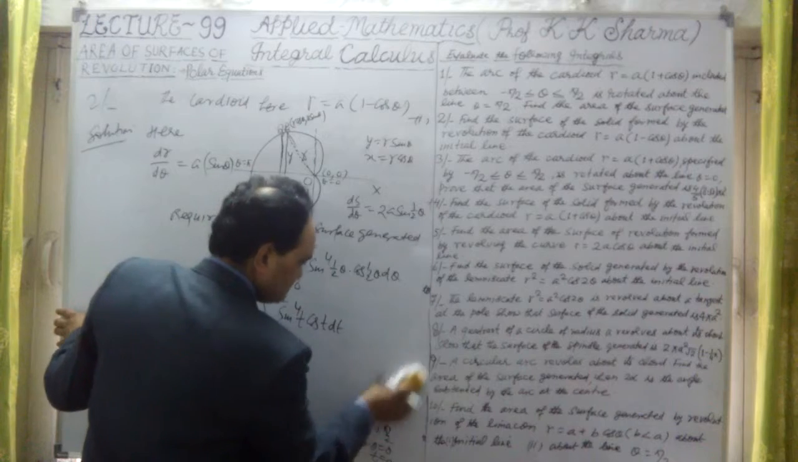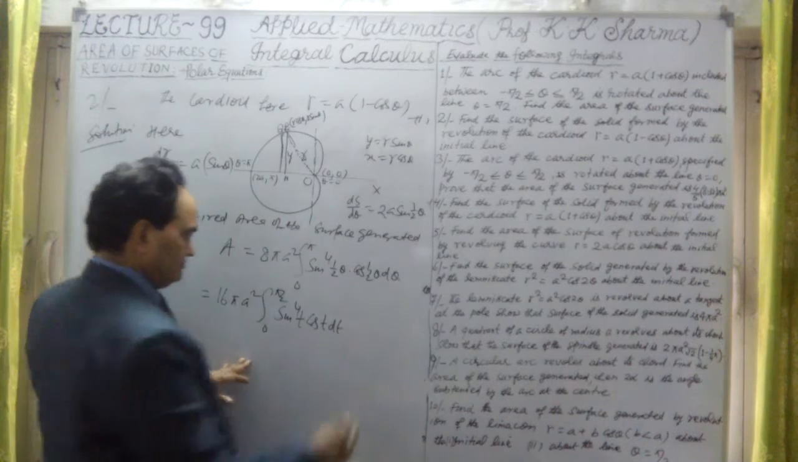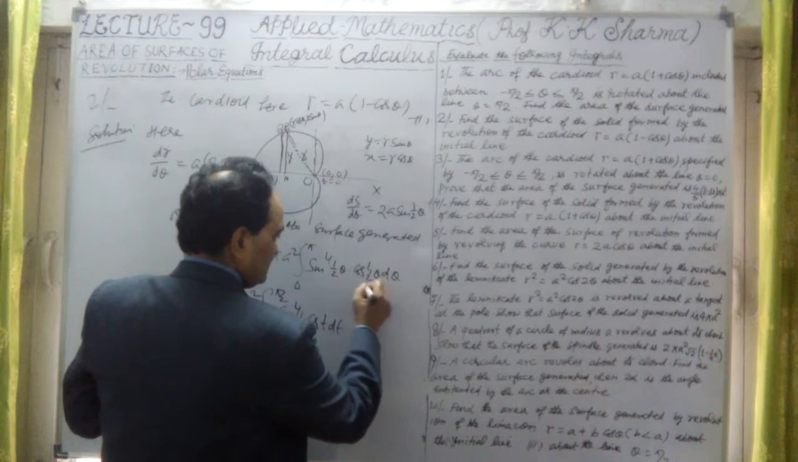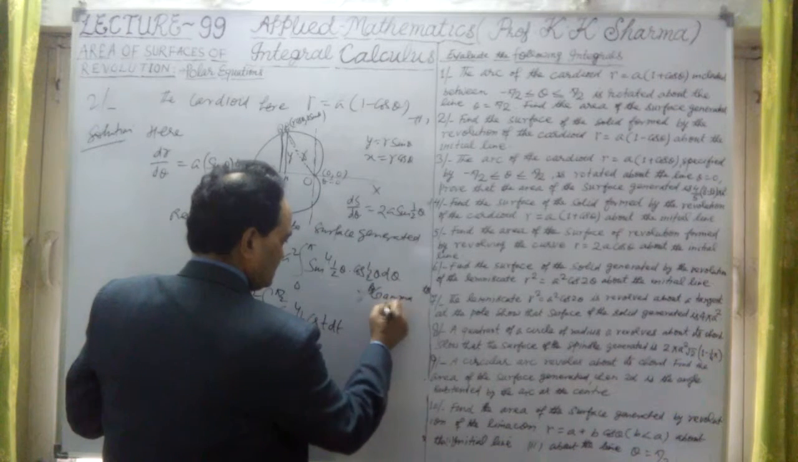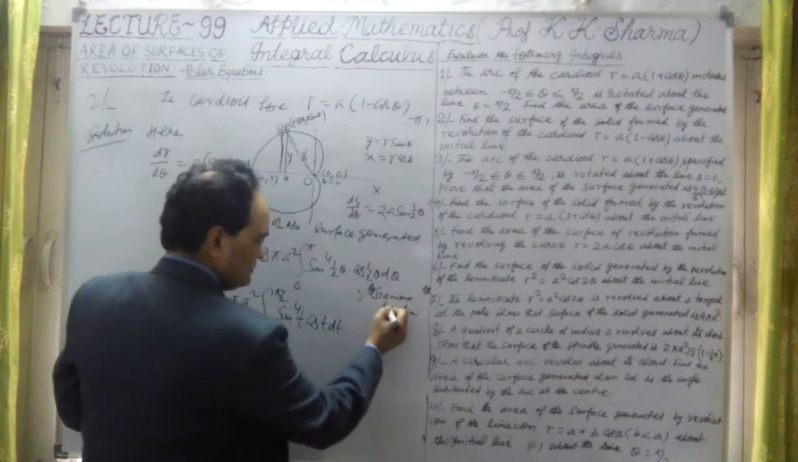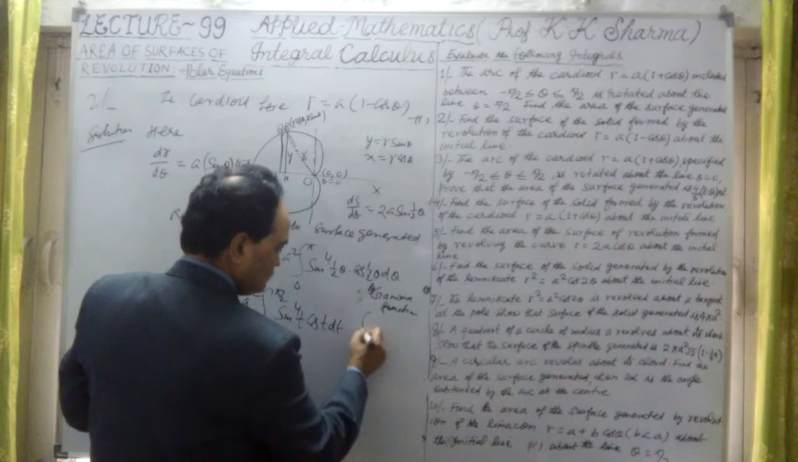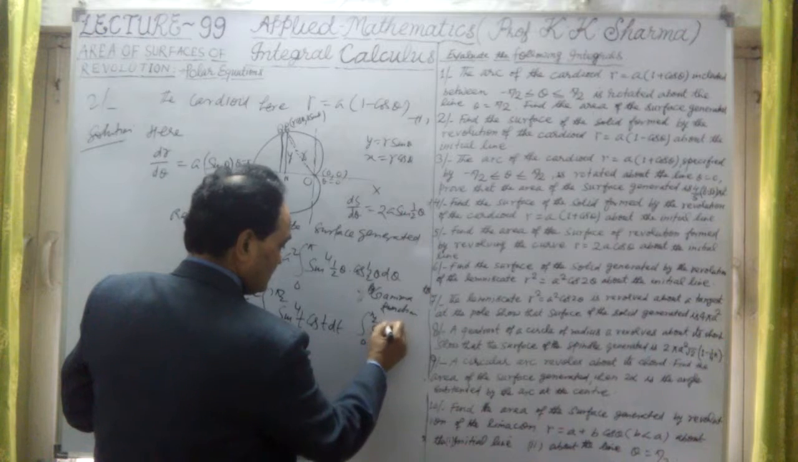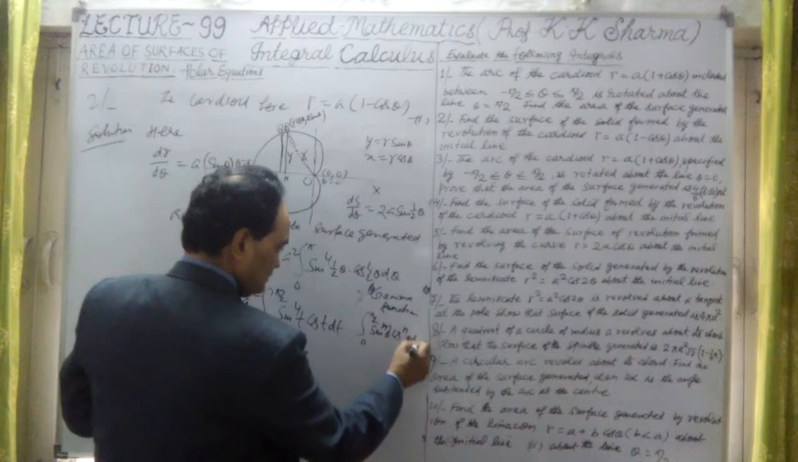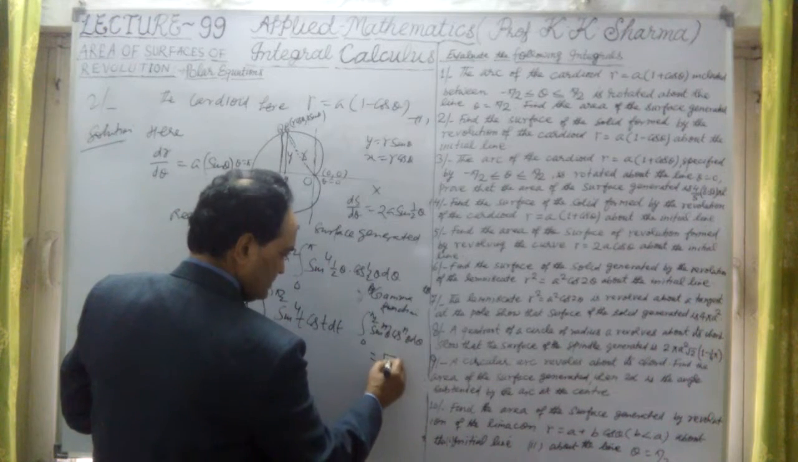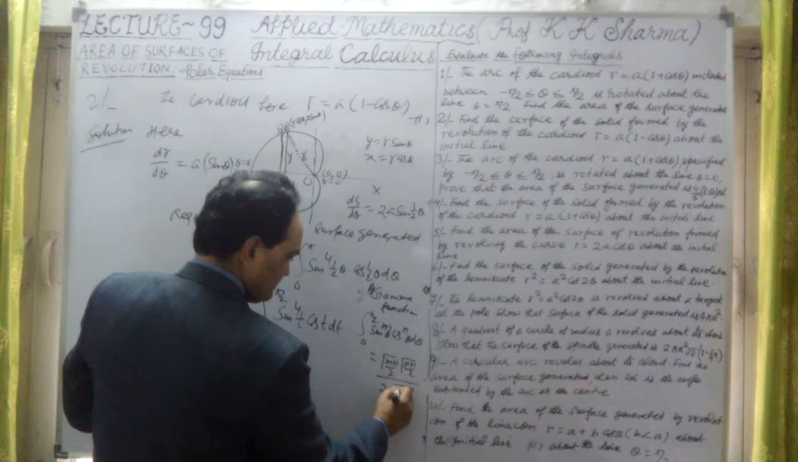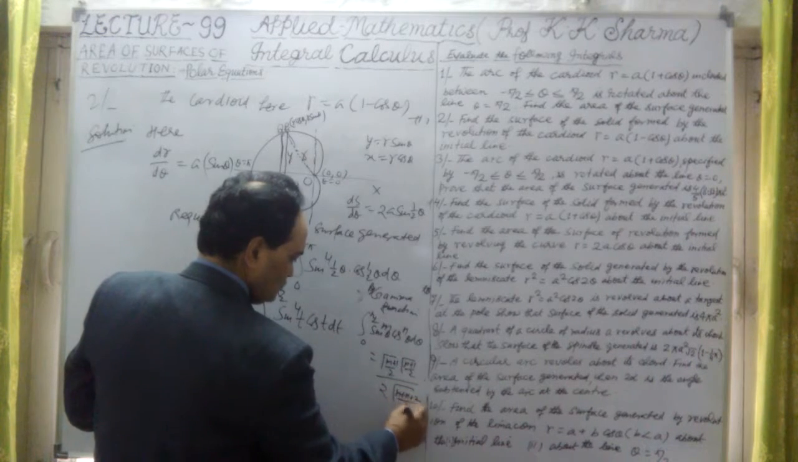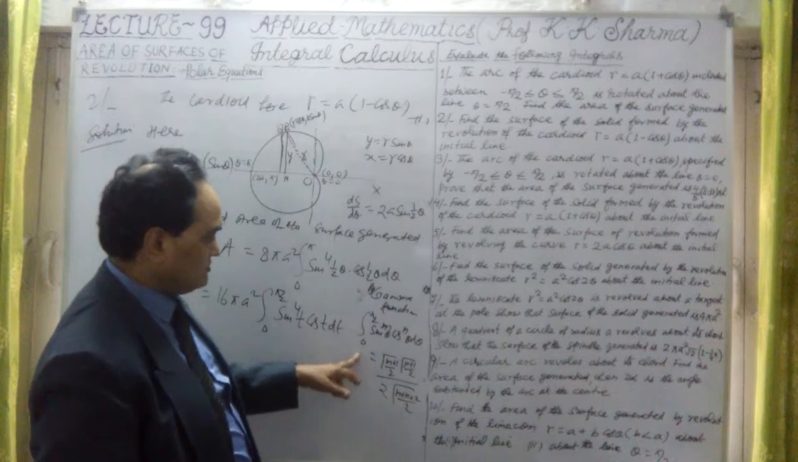Now by the gamma function, what does it say in this case? The integral from 0 to pi by 2 of sine raised to power m theta into cos raised to power n theta d theta is equal to gamma of m plus 1 upon 2 into gamma of n plus 1 upon 2, divided by twice gamma of m plus n plus 2 upon 2. This formula can be applied here because the limits are 0 to pi by 2.